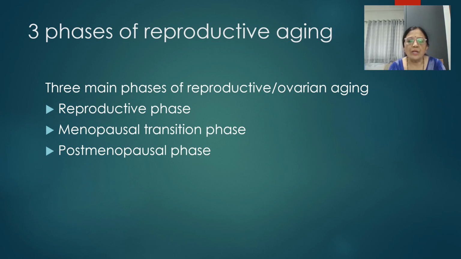Now, according to this STRAW and STRAW plus 10 staging system, the reproductive aging can be divided into three phases. First is reproductive phase, second is menopausal transition phase, and third is postmenopausal phase. So menopausal transition phase is a comparatively newer terminology, which lies in between these two, reproductive and postmenopausal phase.